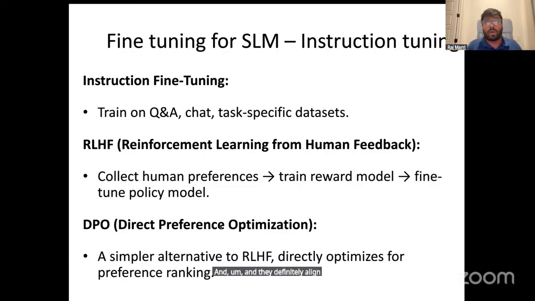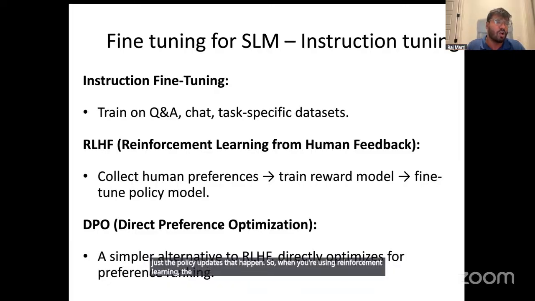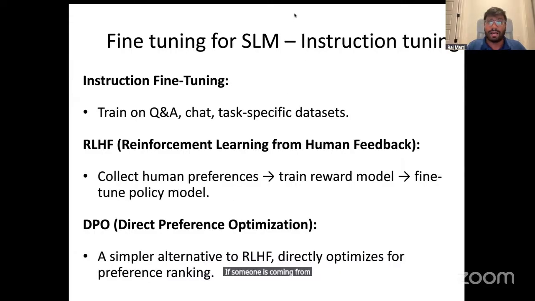And you can have a small language model do a specific task by creating a data set and then just training that through multiple loops. So that's something you could probably do with this, and it's just the policy updates that happen. When you're using reinforcement learning, the policy update here is the model itself. The model weights get updated. That is what the policy update is, if someone is coming from a reinforcement learning background.